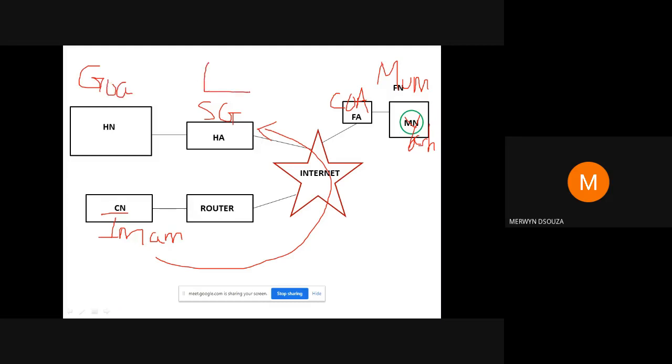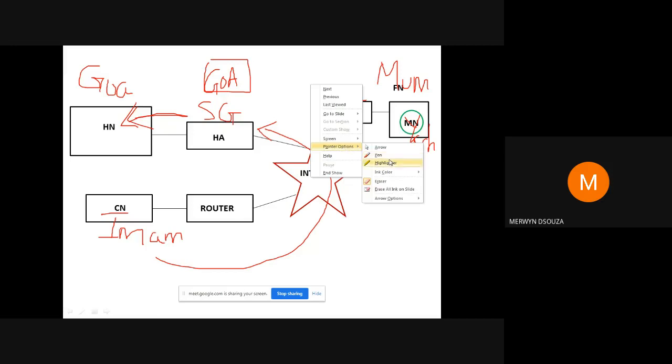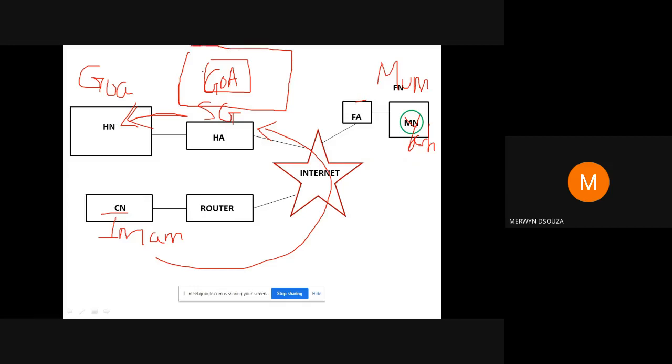Whenever packets come with this address as Goa, you divert these packets. Instead of sending them here, you divert these packets and send them now to the new address. In order to send these packets to the new address, what the home agent does is it encapsulates this packet. It takes the original packet sent by Imam, encapsulates that packet and puts the new address.